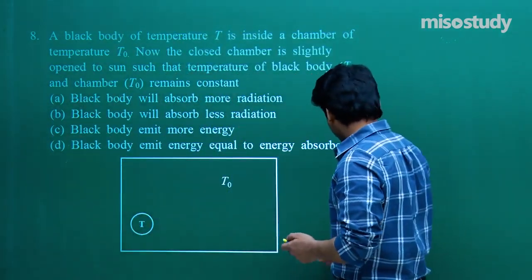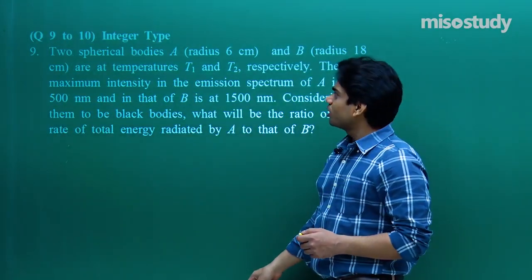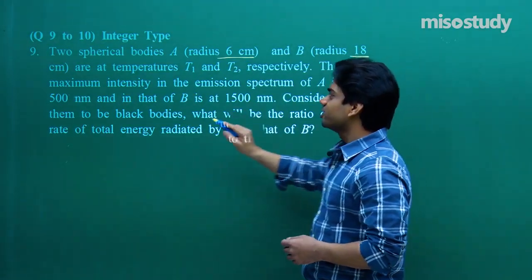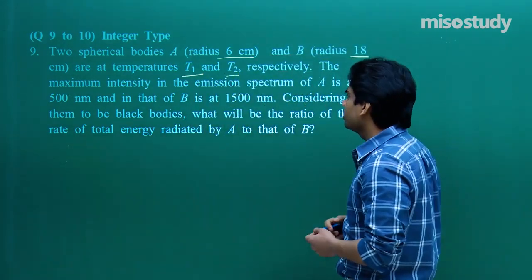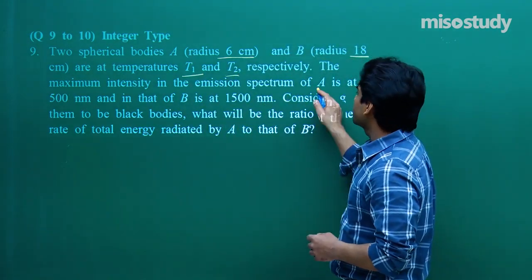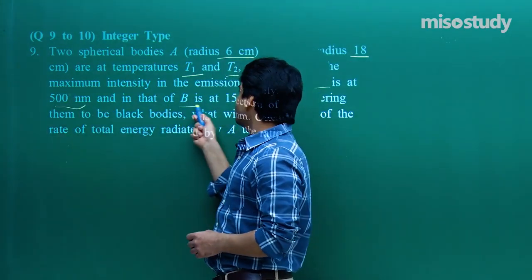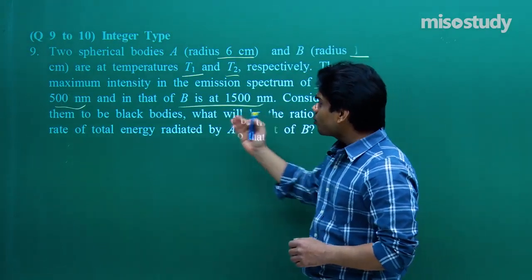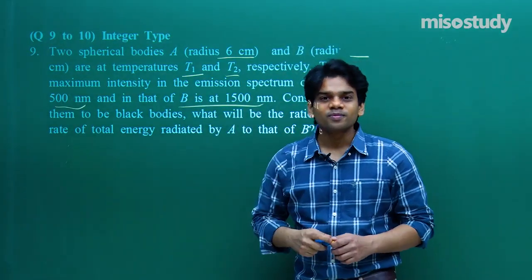Let's go ahead with the next question of the class, 9th. 2 spherical bodies, A of radius 6 cm and B of radius 18 cm, are at temperature T1 and T2 respectively. The maximum intensity in the emission spectrum of A is at 500 nanometer and in that of B is 1500 nanometer. Considering them to be black bodies, what will be the ratio of the rate of total energy radiated by A to that of B?